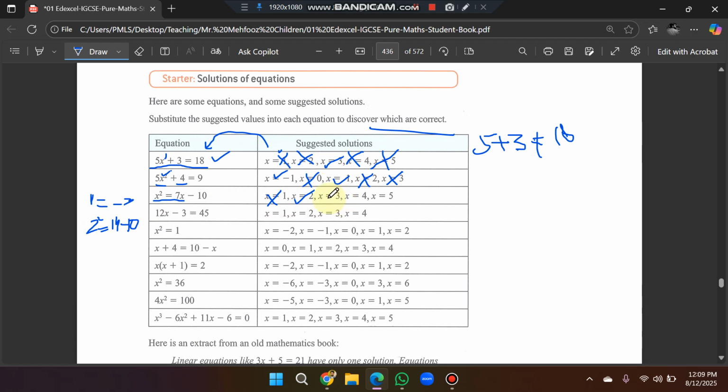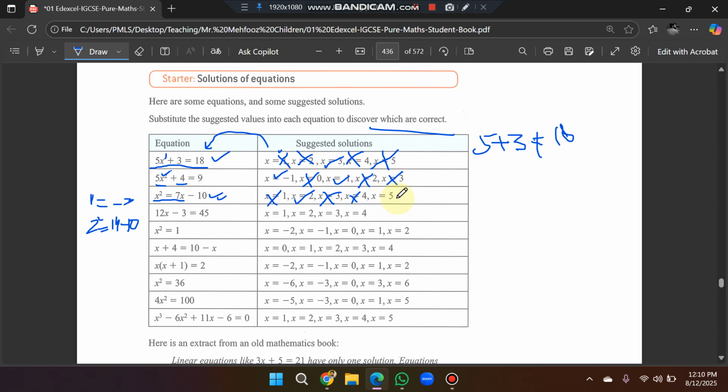When you put the value x equals 3, you can see that on the left side 3 squared is 9, and on the right side 21 minus 10, that is 11. So 9 equals 11, that is not true. So it means that x equals 3 is not your solution. Again, x equals 4. So 4 squared is 16, and 7 multiplied by 4 is 28. 28 minus 10 equals 18. So 16 is not equal to 18.